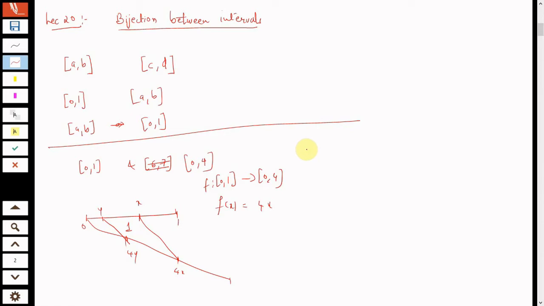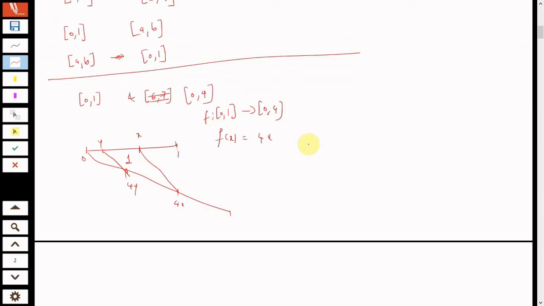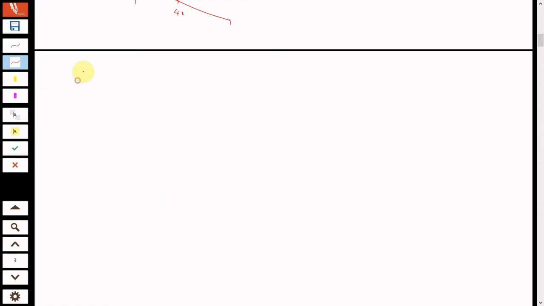If I want a map from 0 comma 1 to 0 comma a, where a is positive, okay, and if a is negative, then definitely this can be replaced by a comma 0. So it is either 0 comma 1 to 0 comma a or a comma 0, based on whether a is positive or negative.